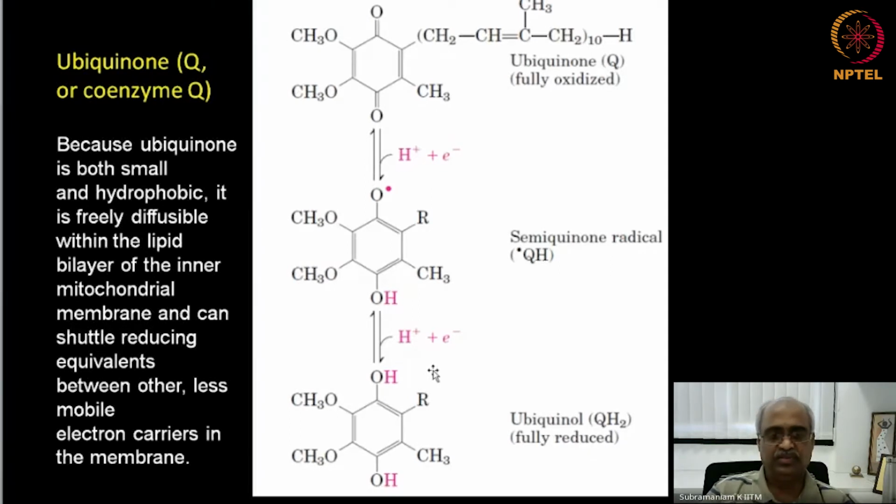And the second important feature of ubiquinone comes from its hydrophobicity. It can freely diffuse within the lipid bilayer of the inner mitochondrial membrane and shuttle reducing equivalents, meaning the electrons, between less mobile electron carriers. I told you these are multi-protein complexes, meaning multiple polypeptide chains in one protein complex, and they are less mobile, at least. I may not say immobile, considering the fluidity of the biological membrane. So they are less mobile electron carriers, and they are not going to transport from one to the other. So usually ubiquinone is the one that does that job.